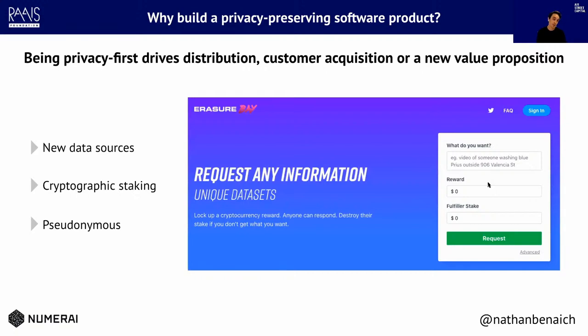An interesting reason to build a privacy-preserving product is in the case that it actually facilitates product distribution or improves your customer acquisition strategy or even provides a brand new value proposition altogether. To illustrate this example, here I'm showing ErasurePay, which is a marketplace for information. And so here on the demand side, somebody can submit a request for a unique data set that someone around the world maybe has access to. And they can provide a reward and a stake in a pseudonymous fashion and get submissions from the supply side. So here, privacy is really unlocking access to data that otherwise wouldn't be traded because maybe the marginal cost of trading it would be too high.